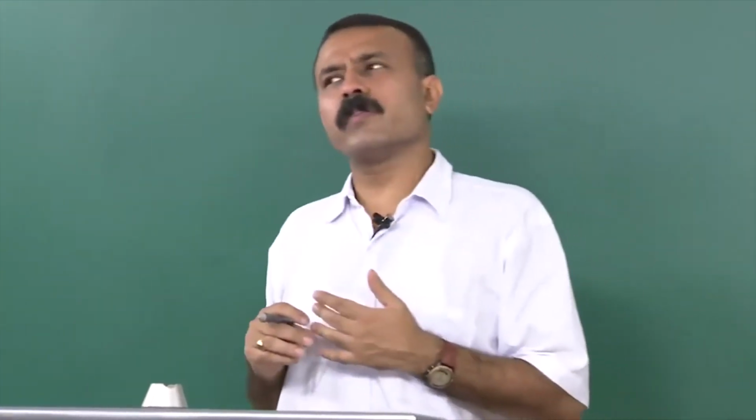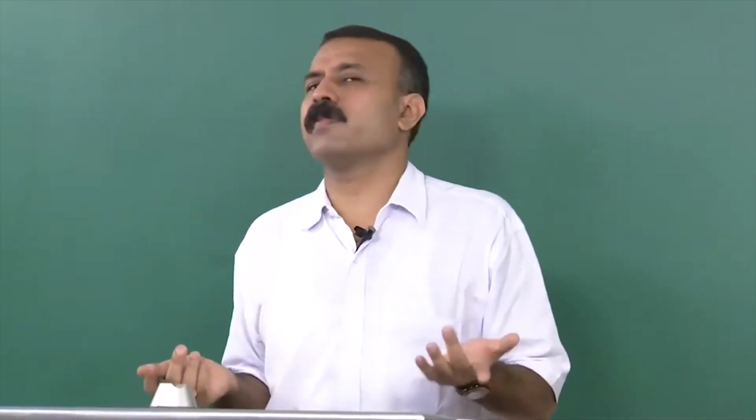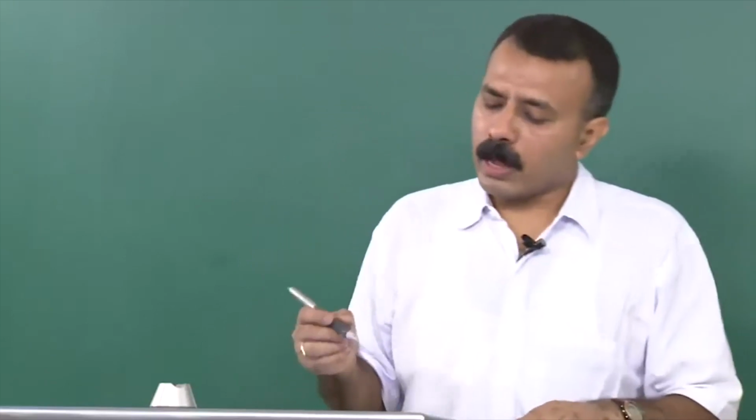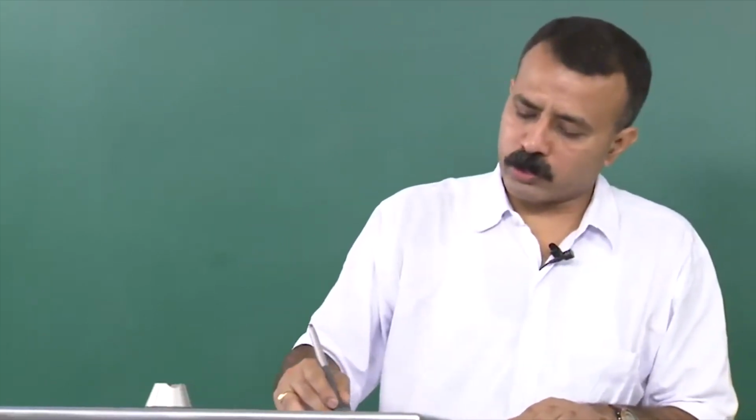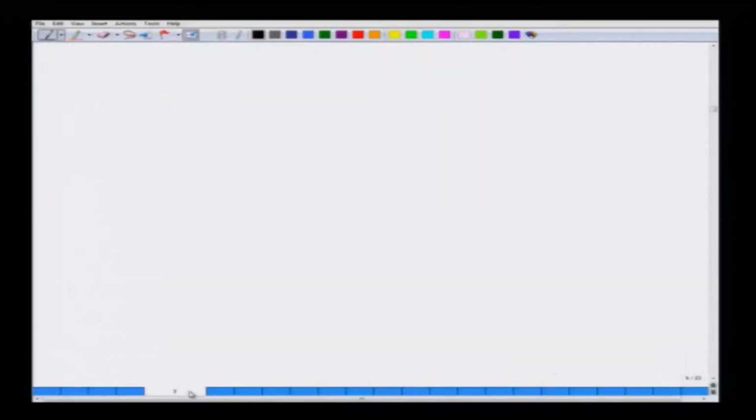But yet there are several things on this circuit which we haven't touched. The first thing we haven't touched, let me tell you, is how, when there is a stretch on the muscle, this change is being sensed, or in other words, this change in length. I told you that there is a change in length in the muscle spindle. How is that information on the muscle spindle transmitted to the spinal cord?